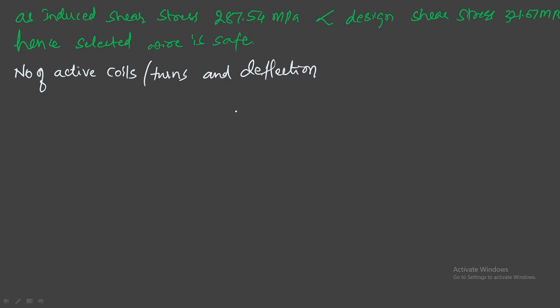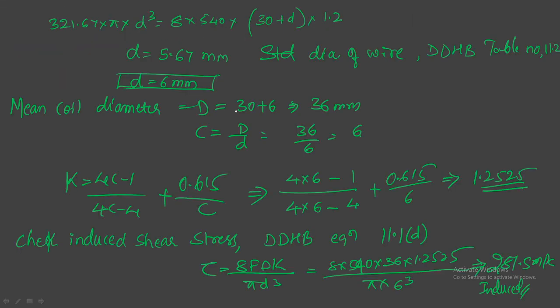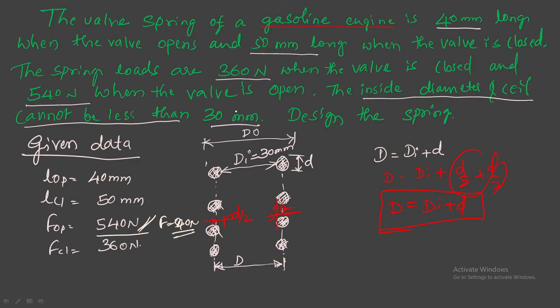Now they have given a range here, how much it is going to close, how much it is going to open, particularly for two forces. So what is the range here? When it opens, it is 540 Newton, and the length of the spring is 40 mm. When it closes, the length of the spring is 50 mm. Now from this force to this force, they have given the deflection of the spring here. But we don't know from 0 Newton to 540 Newton how much it is going to deflect.